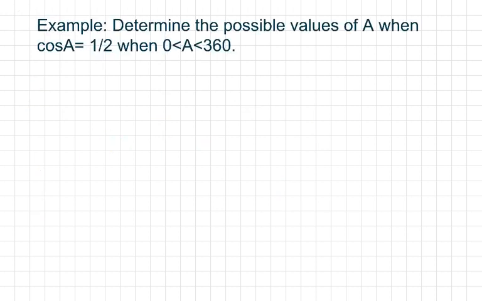So to make some more sense of the CAST rule, let's look at a couple of examples. So let's look at this one. We have to determine the possible values of A when cos of A is equal to 1/2 when A is between 0 and 360 degrees. Okay, so let's break this apart.